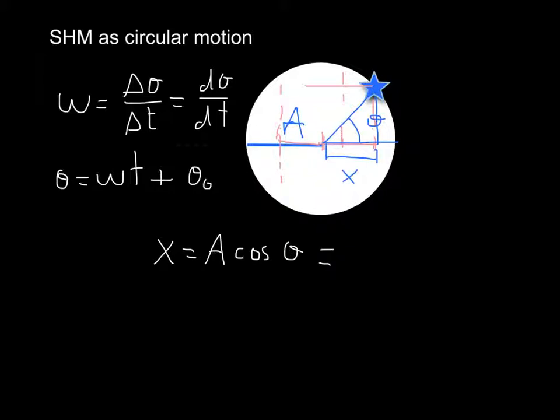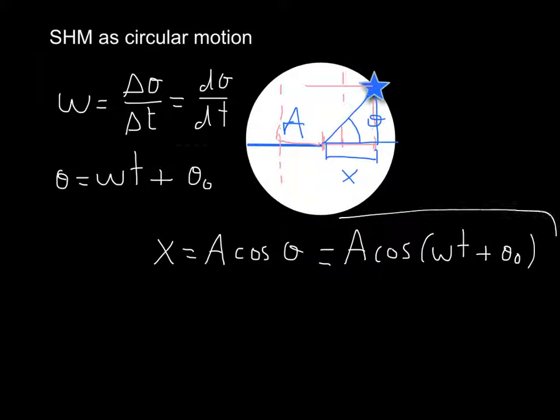But theta is actually changing in time. So instead of theta, I can just put this whole thing in there. So it's equal to A cosine of some angular velocity times t plus theta 0. And that is the equation that tells us how the position changes with time in simple harmonic motion.